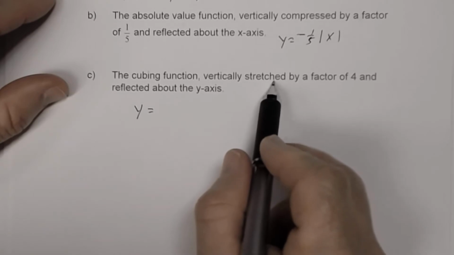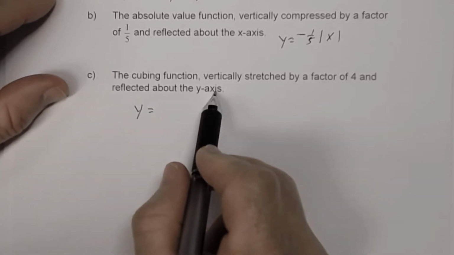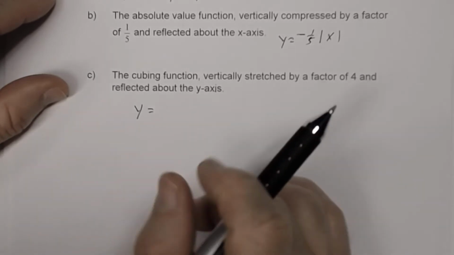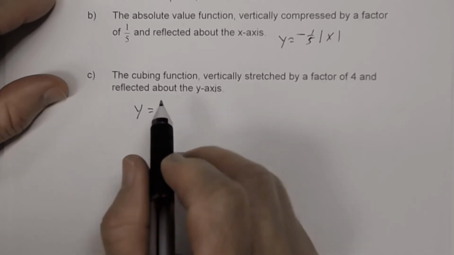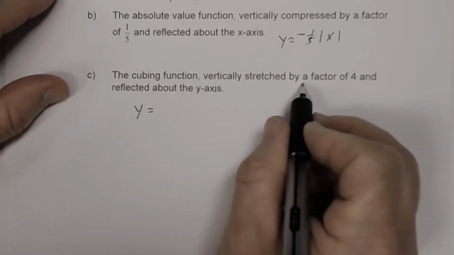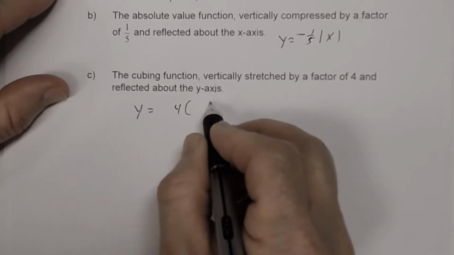So you're vertically stretching, that's an easy one. And then you're reflecting about the y-axis, that's an easy one as well. Okay, so listen carefully to what I'm about to say though. All right, so you have a cubing function. So you're going to say this. You're going to say, all right, I'm vertically stretching by a factor of 4. Okay, so I'm going to have 4 in front.